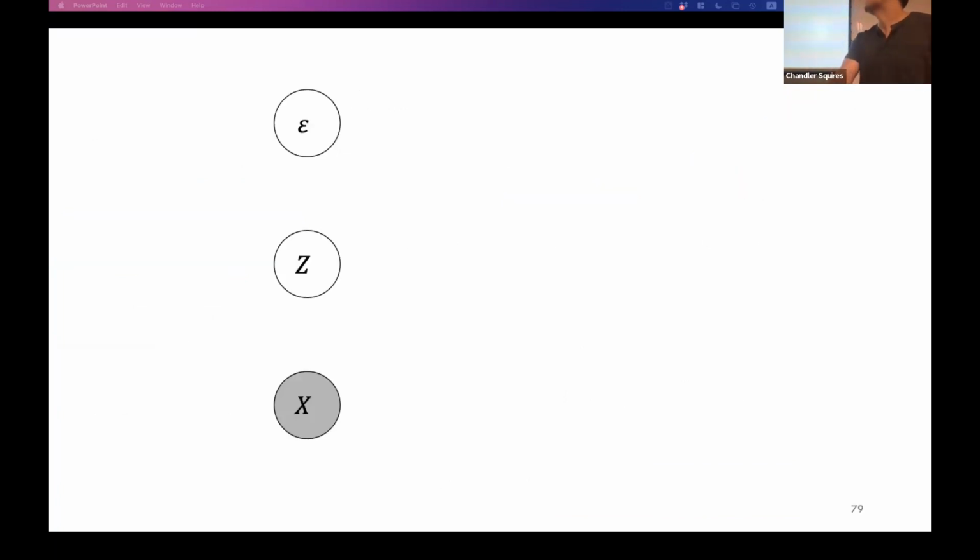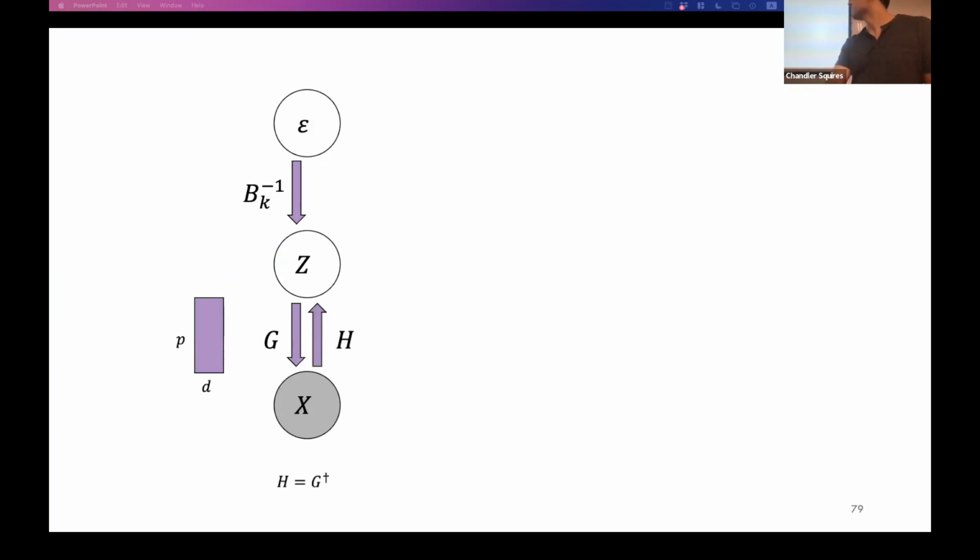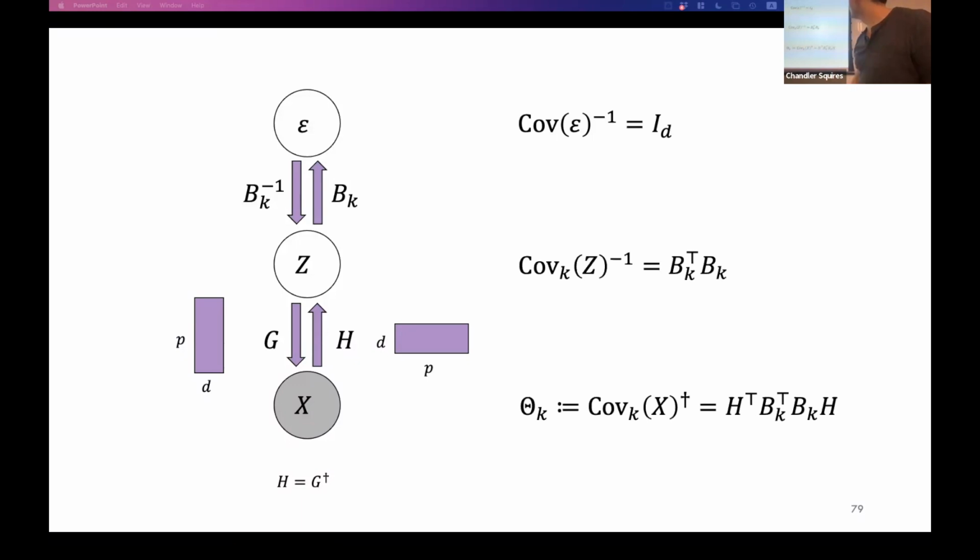And the picture to have in mind is that we have this epsilon variable that gets changed into the Z variables. So exogenous noise becomes Z by multiplying by B_K inverse. That becomes X by multiplying by G. And then if we want to just go back, we'll define H as G pseudo inverse. And the map back from Z to epsilon is going to be this B_K. And that's going to give us a nice way of expressing this, which is the inverse covariance. And then this is the pseudo inverse covariance, but we start off with the identity, and each time we go down, we just pick up a conjugation by B_K transpose and B_K here, and then H transpose and H there.